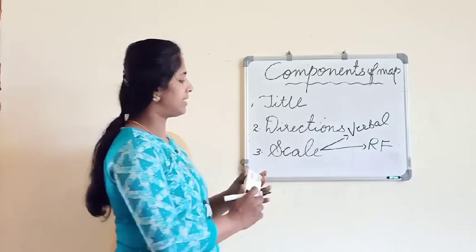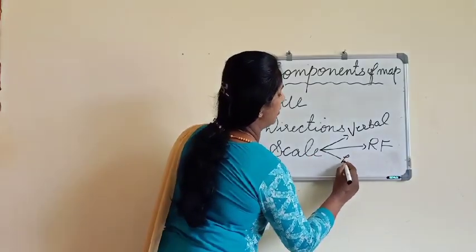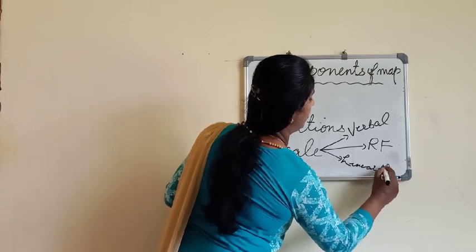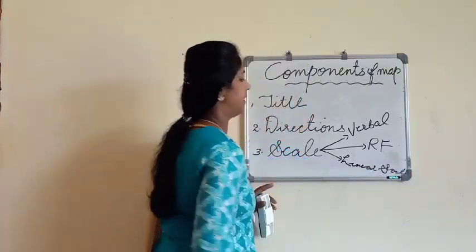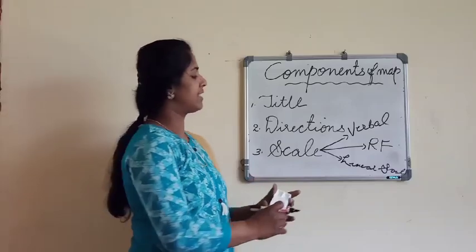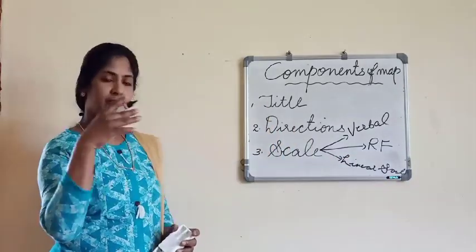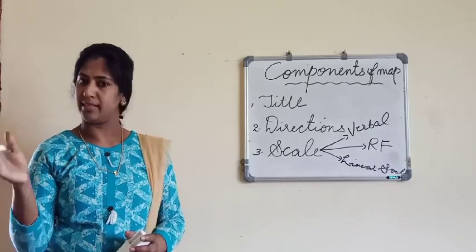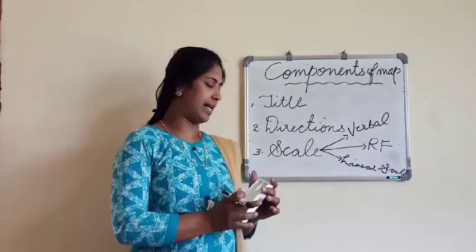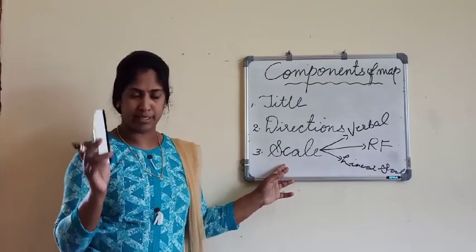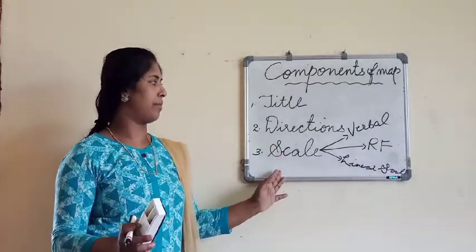And next is the linear scale method. In the linear scale method also, the relationship between map distance and ground distance is stated. So we can say that scale is another important component of every map.